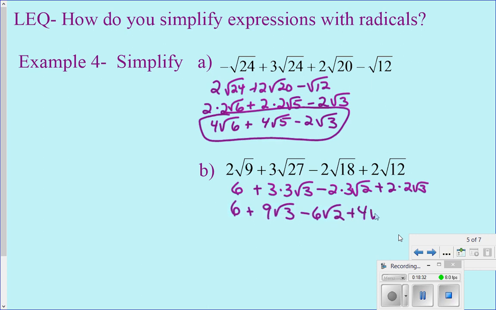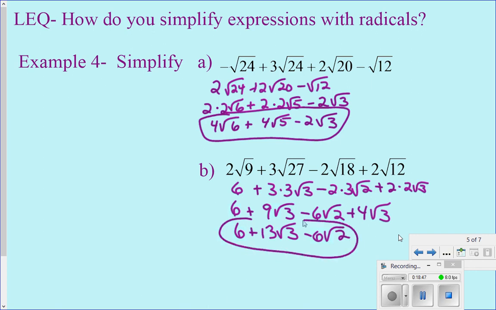plus 4 root 3. And I have a 9 root 3 and a 4 root 3, which can combine to 13 root 3. And now I have a root 2, a root 3, and a number without a root. They are not like terms, and therefore that's my final answer.